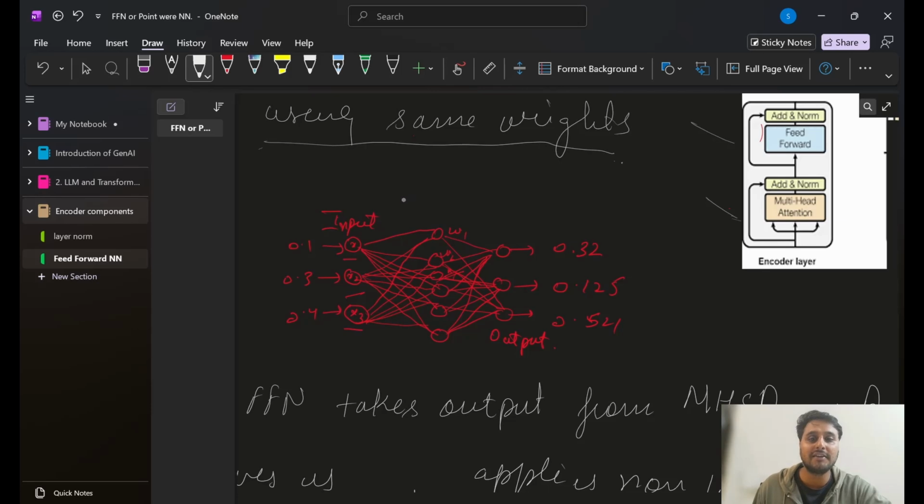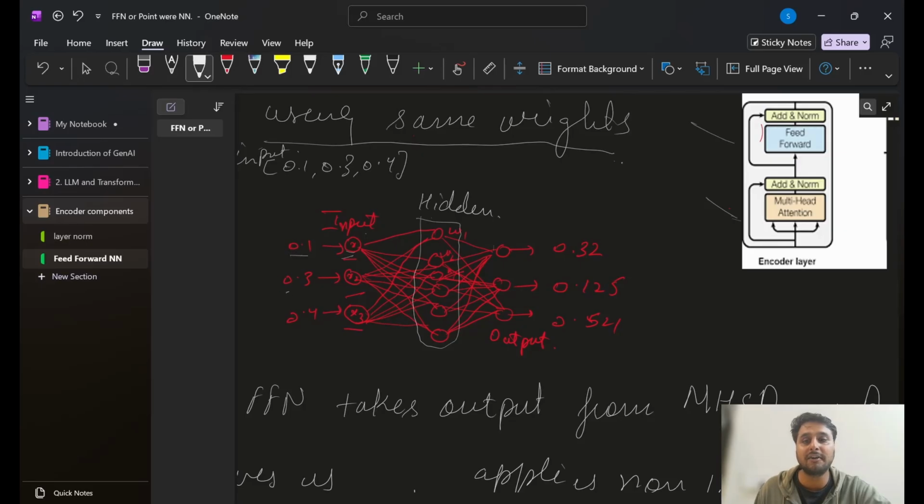So this is a traditional neural network that everyone must know. I hope you are all aware of this neural network, where these circles are neurons. There are three layers: the input layer that holds the input vectors, the second layer, which is a hidden layer, and this is the output layer. Let's suppose we have an embedding, a vector 0.1, 0.3, and 0.4. This is our input.